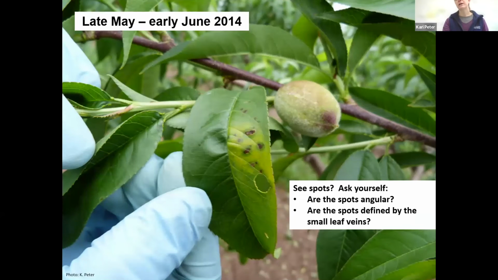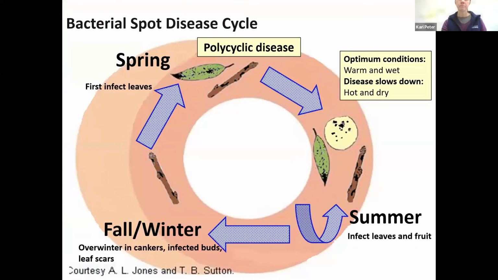This is a later stage, a few weeks later. The leaf will turn yellow around the areas where you see the spots. Again, you can see they're angular and they follow the veins. And if I pulled off that leaf and held it up to the light, I could actually start to see early symptoms showing too, just by looking at the veins of the leaf. So again, if you see spots on your leaves, ask yourself, are they angular? Are they defined by the veins? And you know it's definitely bacterial spot.